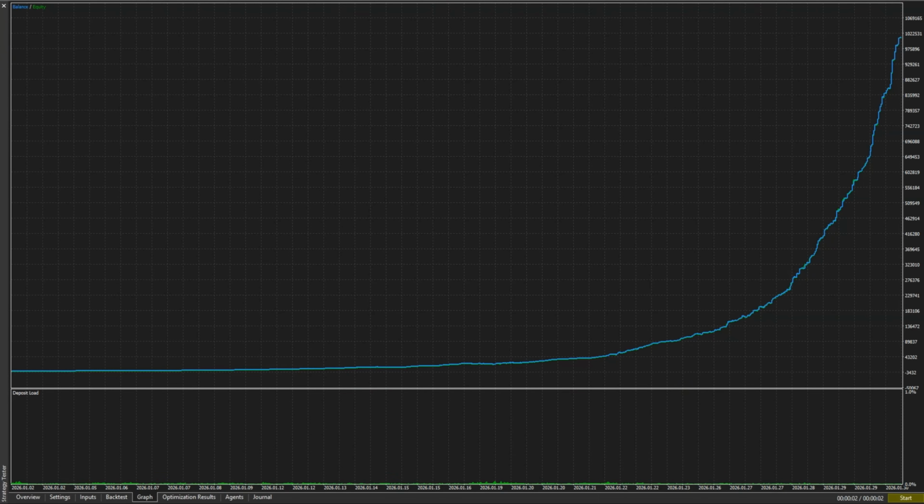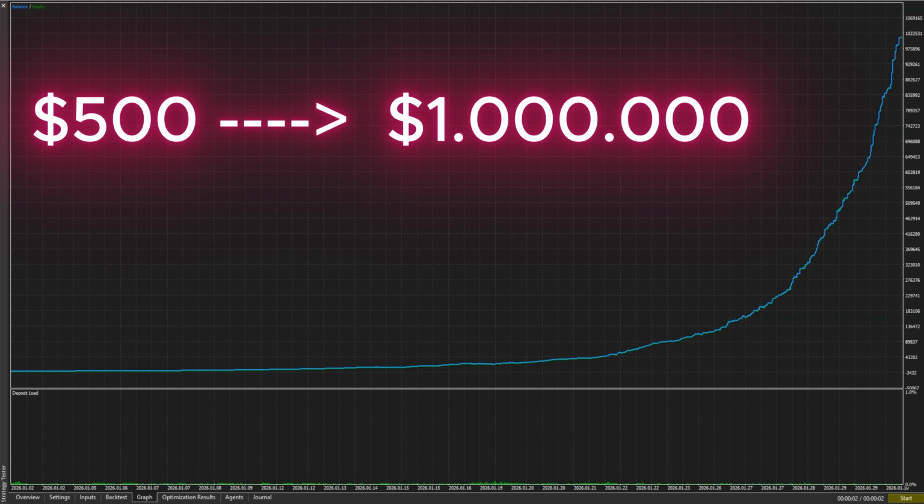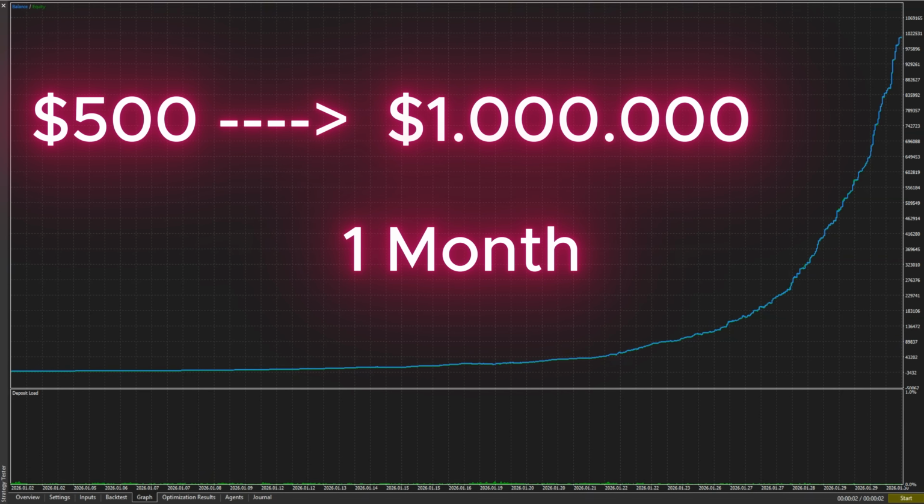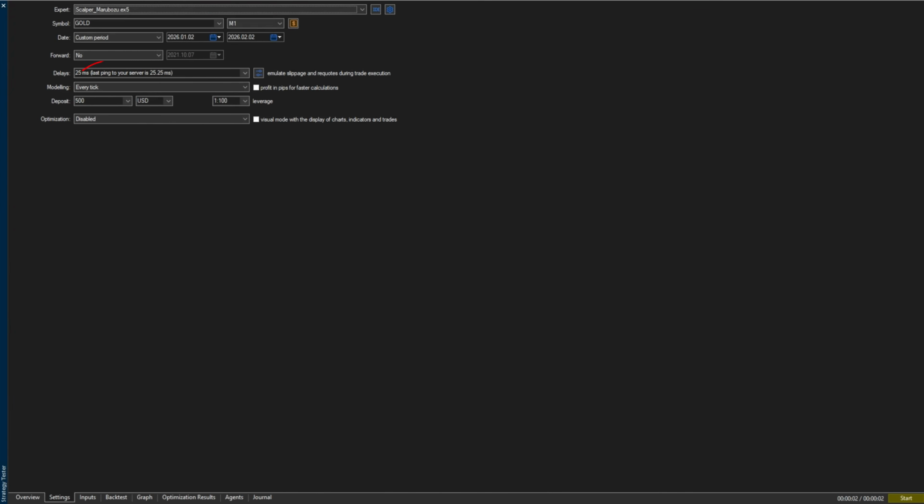I built a scalper EA for gold, ran the test. $500 turned into $1 million in 1 month. Beautiful, but something felt wrong.